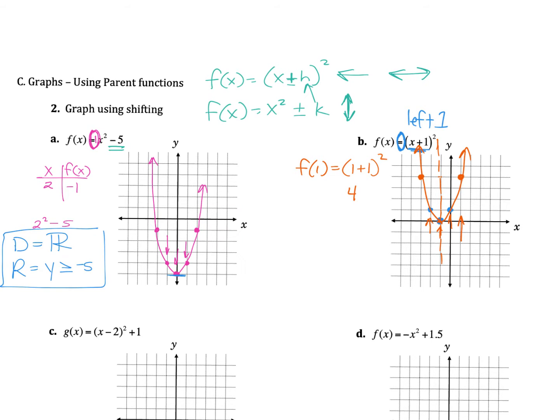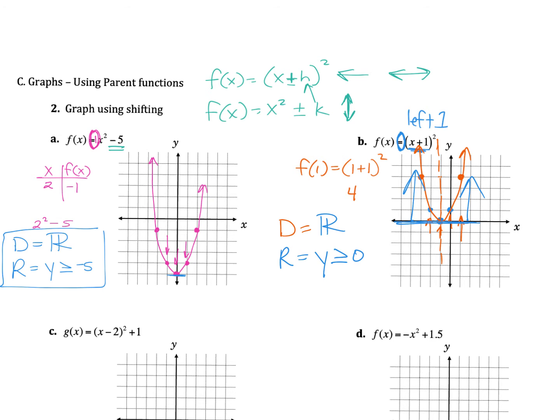How are we doing so far? What's your domain? All real numbers. What's your range? Y is not 0, but greater than or equal to 0, right? Because y can be anything 0 or above. So y is greater than or equal to 0 because it starts here and everything goes up from there, right? So y is greater than or equal to 0.